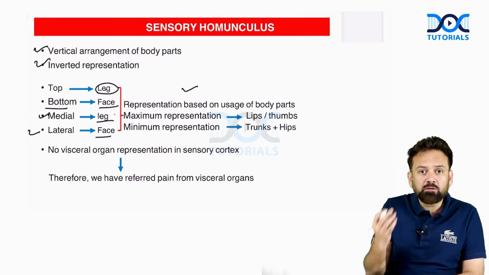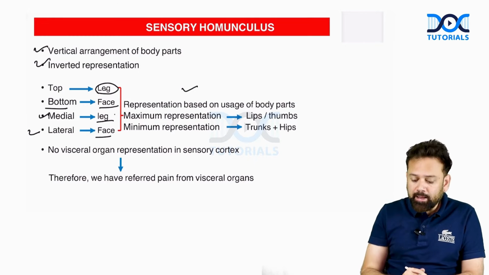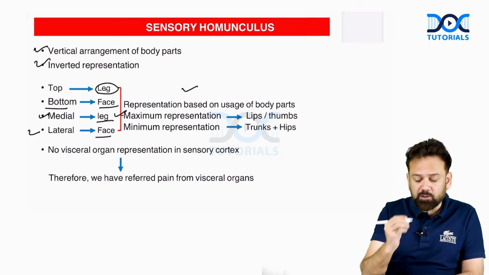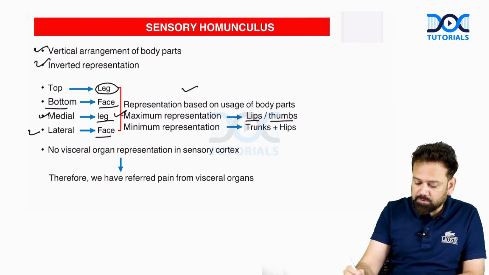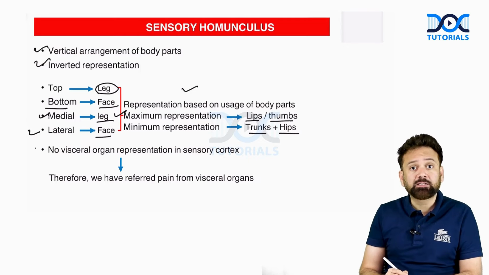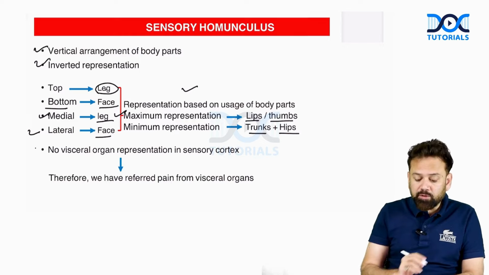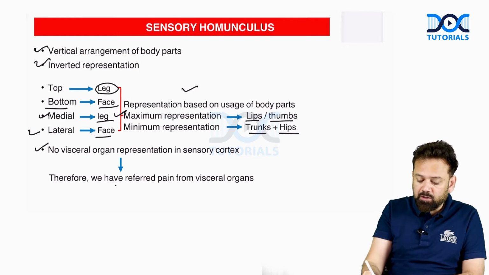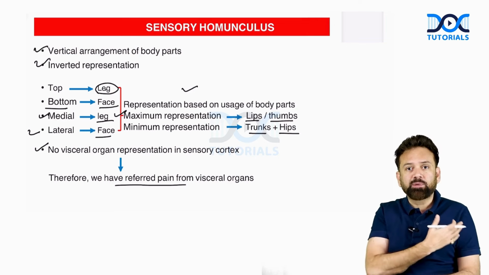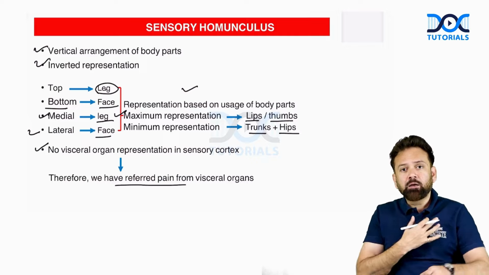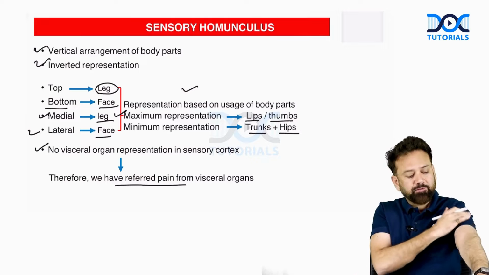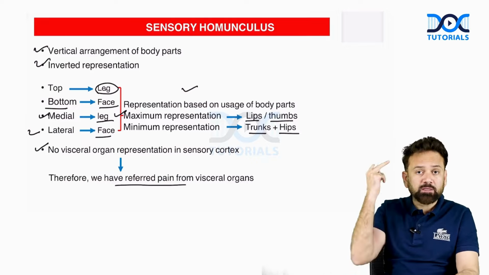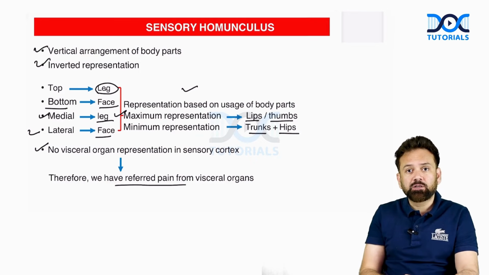Okay, more usage, more will be their area, and maximum representation is present where? In the lips and the thumbs. Minimum area is in the trunk and the hips. But if we see the sensory homunculus, there is no visceral representation, and this gives the principle of referred pain, because both have the same dermatome. So even if there is angina, pain can be referred to the left hand also, because there is no representation of any viscera in the sensory homunculus.